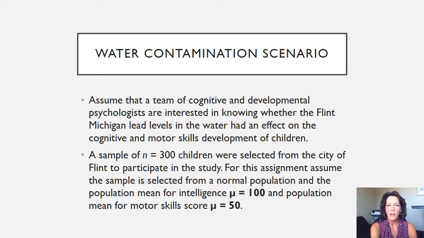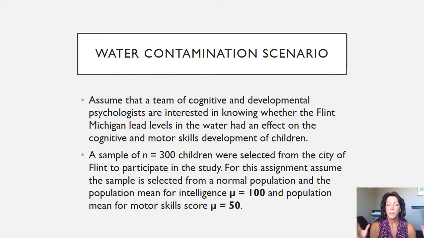So I've got a scenario here, which is, let's say that there was a team of cognitive and developmental psychologists that want to know if the lead levels in Flint, Michigan had an effect on children. We know that this has been a real tragedy in Flint, Michigan in terms of the water there. So this is not a real study, but let's just say that a sample of 300 children were selected from the city of Flint to participate in the study. And let's just assume that the sample that they're selected from is normally distributed, a normal population.